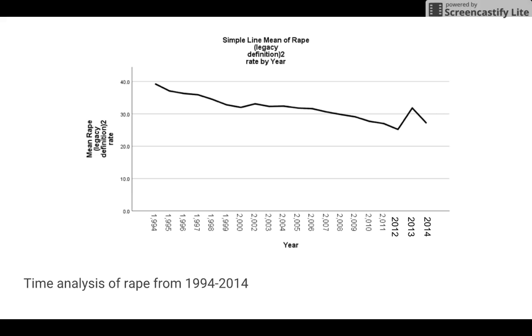The next one is rape. In 1994, it was about 40 people for every 100,000, which is decently high. As the years go by, it does the same pattern in 2012, so it spikes up again, and then in 2013, it goes back down. The highest rate is about 40, and the lowest here is about 25.